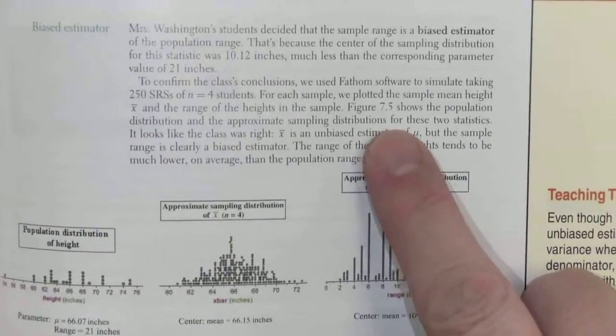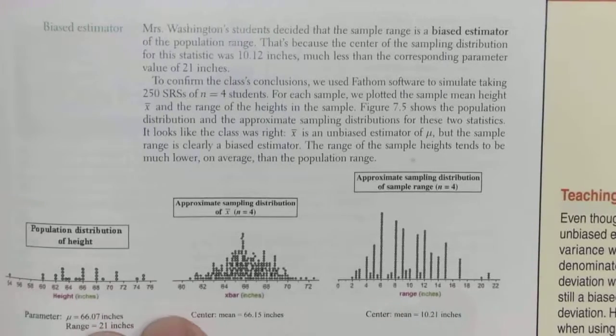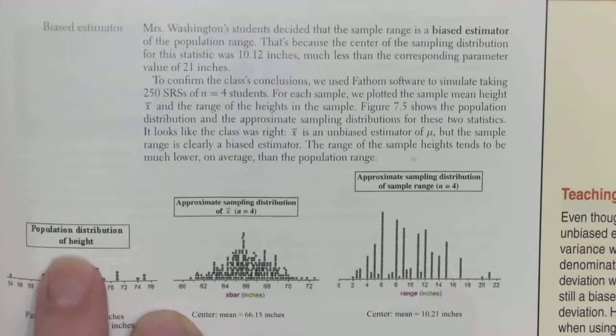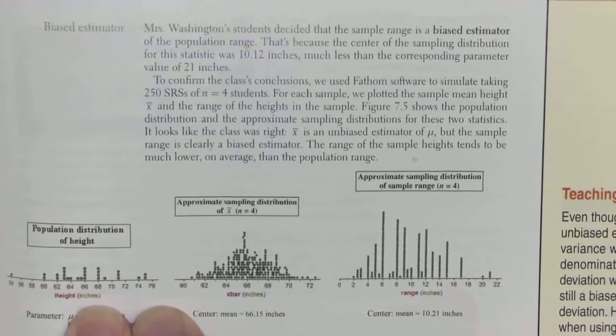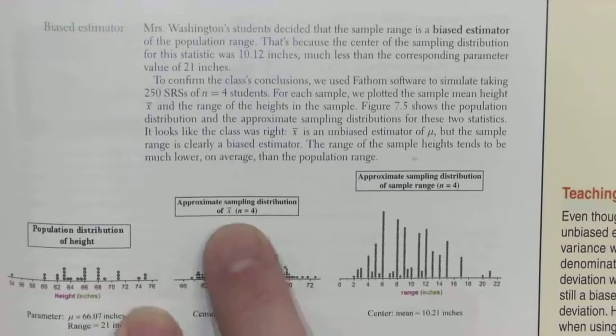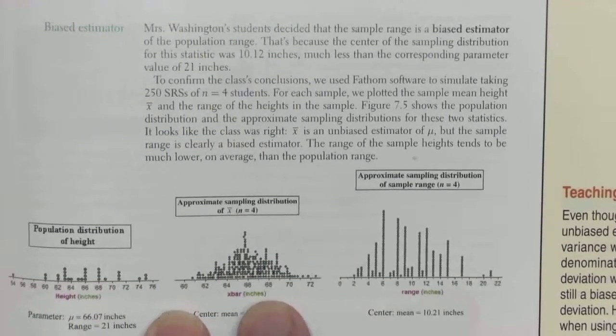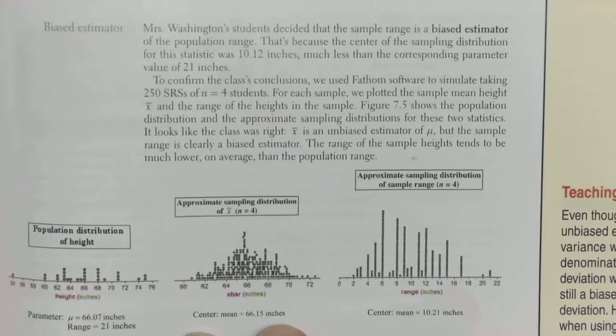Okay, so here's our figure, and it shows us what they got. The population distribution of the height, again, is what we had on the last page. Now, this is the approximate sampling distribution of the 250 samples.